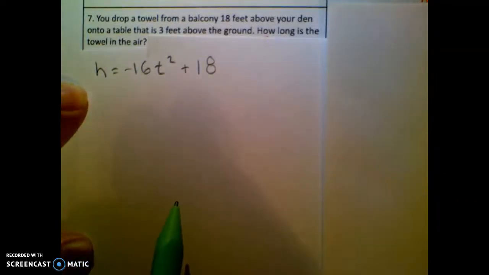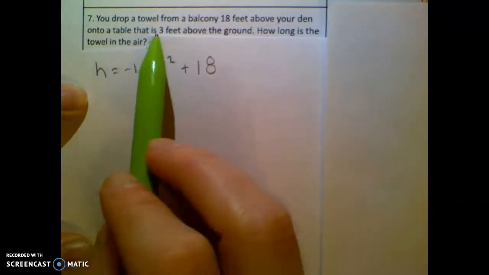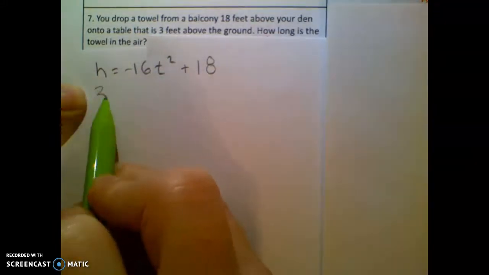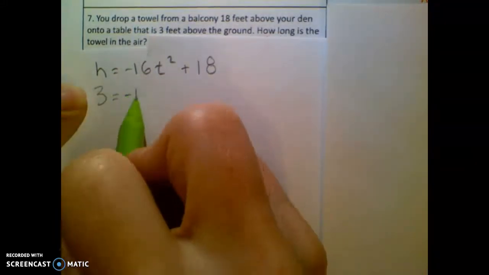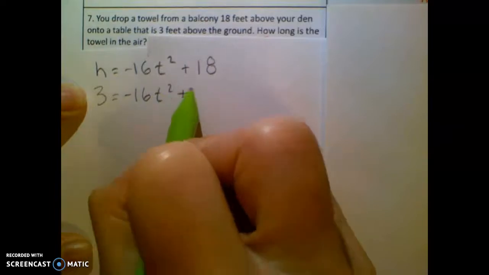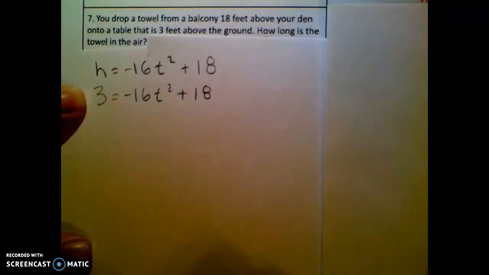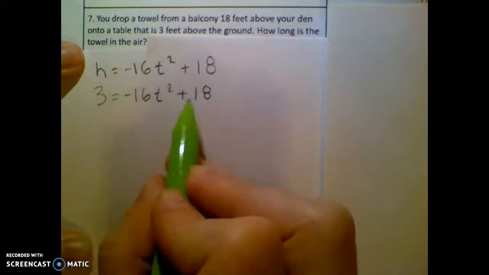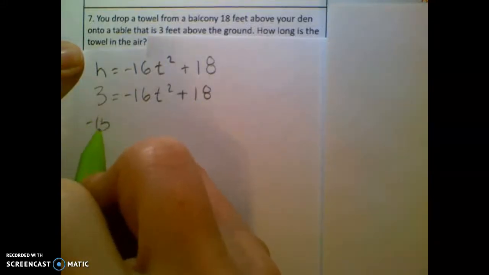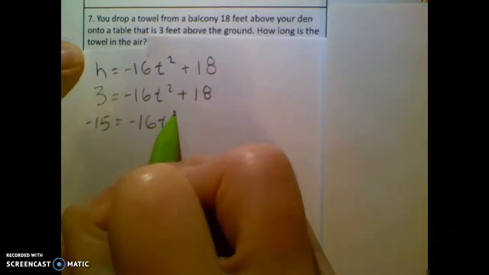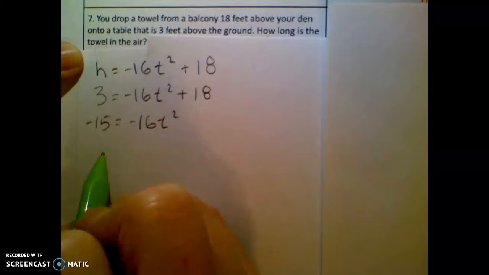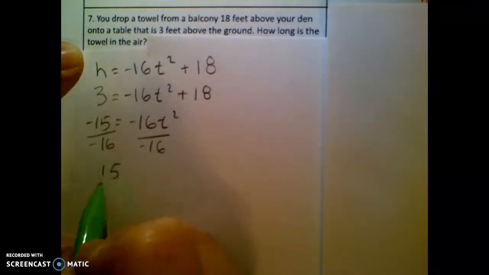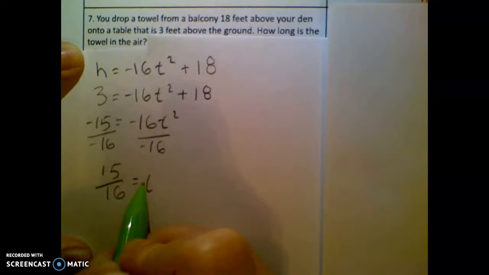And normally we'd say how long till it hits the ground, but it's actually landing on a table 3 feet above the ground, so the height is going to be 3 instead of 0. But it could be either way, depending on the wording of the question. We're just going to isolate our t squared. So I'm going to subtract 18, so I'm going to have negative 15 equals negative 16t squared. Divide by negative 16 on both sides, and you are going to get 15/16 equals t squared.